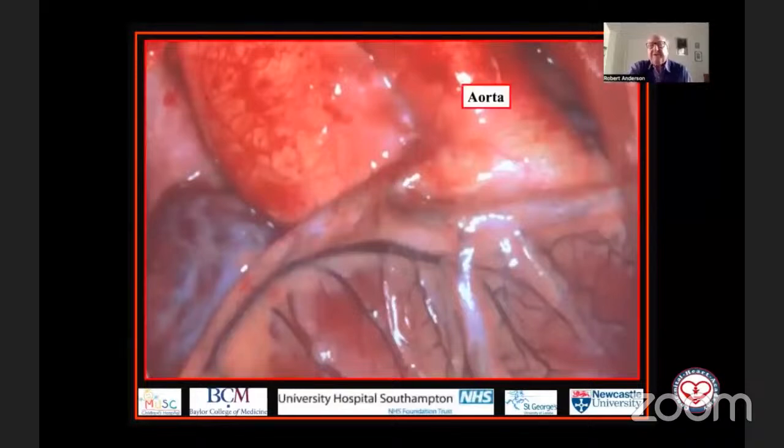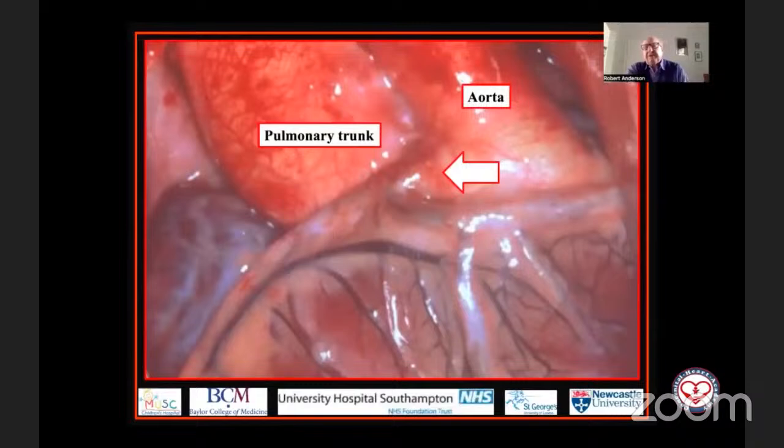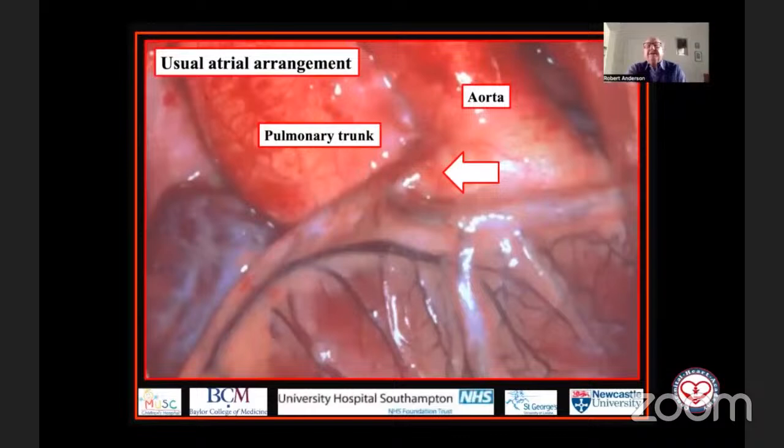The aorta in this instance is anterior and it is left-sided relative to the pulmonary trunk. We can see it is the aorta because it's giving rise to one of the coronary arteries. But as in the example that Diane showed you, this is a heart that has usual atrial arrangement. So here we have L transposition, but it is not congenitally corrected. This is transposition S, standing for solitus, D, ventricular looping, L, left-sided aorta.